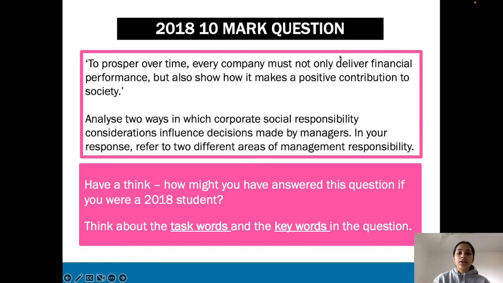All right, so 10-mark questions. This was the 2018 10-mark question. How would you answer this question if you were a 2018 student? Think about the task words and the keywords in the question. I'll give everyone a minute to have a look at it and think about what you would mention and how you would go about answering the question.